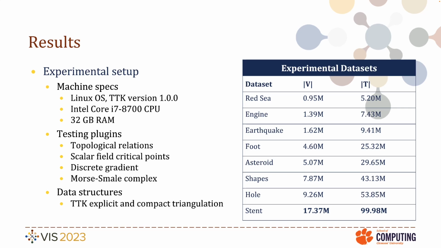We compare our data structure with TTK built-in data structures. The TTK explicit triangulation is the static data structure that computes topological relations before the algorithm execution, and TTK compact triangulation is an implementation of the dynamic data structure TopoCluster. We have run our experiments on 8 different datasets. The number of vertices ranges from almost 1 million to 70 million, and the number of tetrahedra ranges from 5 million to almost 100 million.